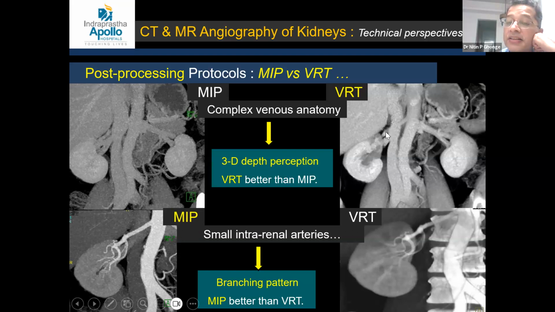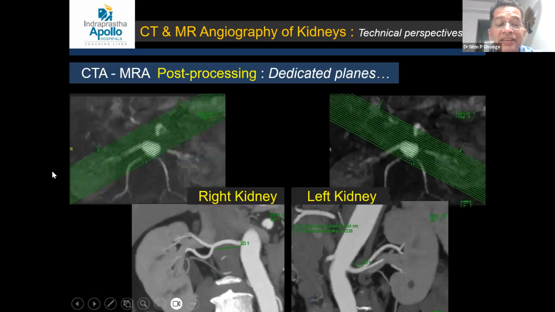But if you want to look at the 3D appearance, or three-dimensional picture, of a renal vessel in relation to the aorta and IVC, then VRT or volume rendered image is another option. So both MIP and VRT are different software algorithms to show images in a CT angiography for kidneys. This is a raw image, and this is the 3D reconstruction. This is a raw image, this is a 3D reconstruction. Along these lines, these are the reconstruction lines, and this is the resultant image.